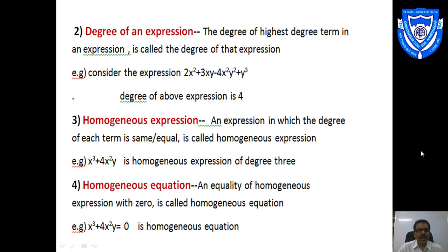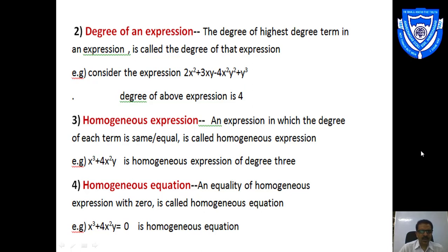Let's have one example. Consider the mathematical expression x cube plus 4x square y. This mathematical expression includes total 2 terms. Now the degree of first term is 3, degree of second term is also 3, meaning that whatever terms are included in this mathematical expression, each term has the same degree, which is 3, and that's why this complete mathematical expression has degree 3, and it is considered to be a homogeneous expression. Okay, so x cube plus 4x square y is a homogeneous expression of degree 3.